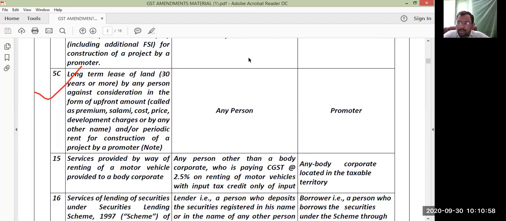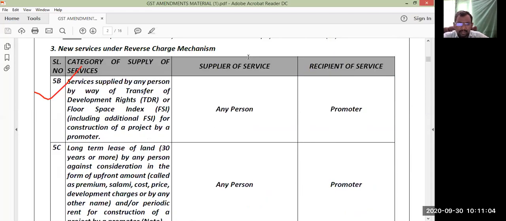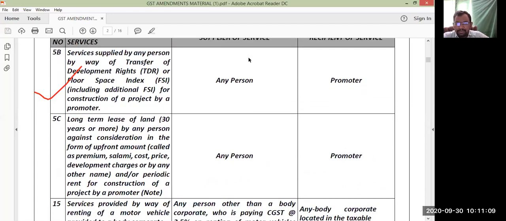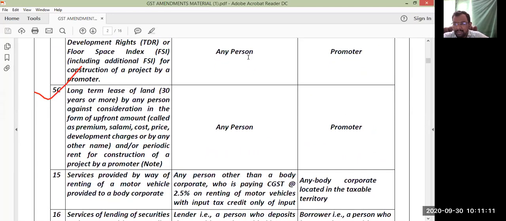That means the promoter has to pay the tax under GST under reverse charge mechanism. Same as serial number 5B. The only difference is that here it is a long-term lease of the land. In the majority of cases you can find these kinds of transactions between the government and promoters. The government, being the supplier, doesn't want to take the responsibility of paying GST and complying with the GST provisions. That is why this transaction is made under the reverse charge mechanism category.